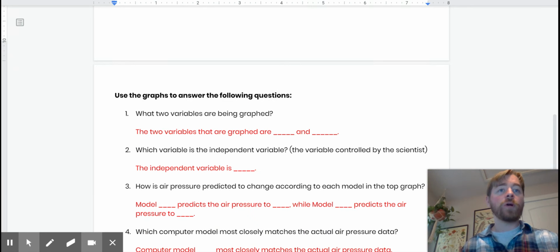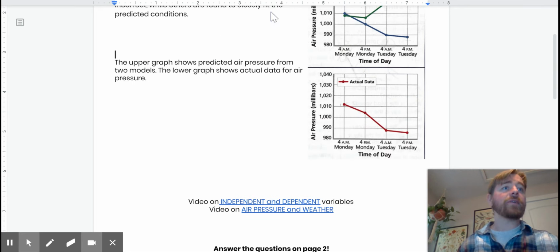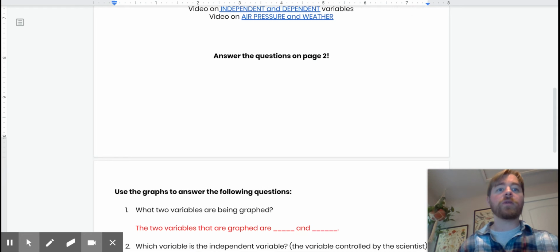So we have quite a few questions today, 5 of them. The first one is what two variables are being graphed? We talked a lot about how we graph variables, which axis, which ones go on. So just list out the two that are being graphed in either the model or the actual weather data. That'd be either graph, they have the same variables.